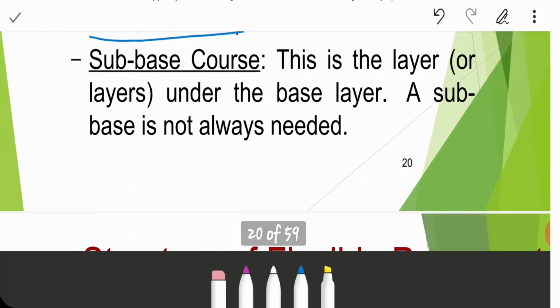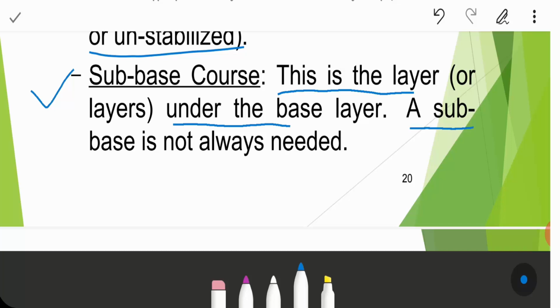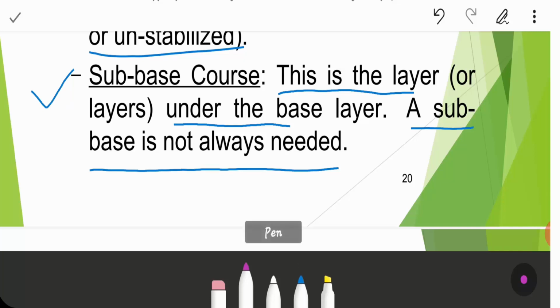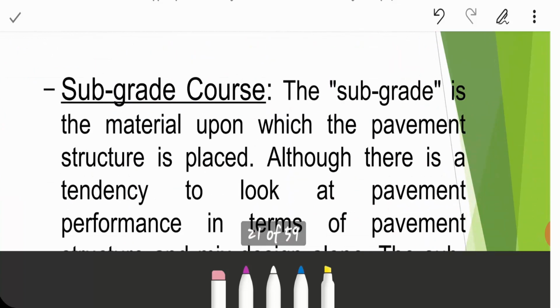Now, the sub-base course in flexible pavement. This is the layer or layers under the base layer. Clear? A sub-base is not always needed. Okay? This is very important. A sub-base is not always needed. Right?